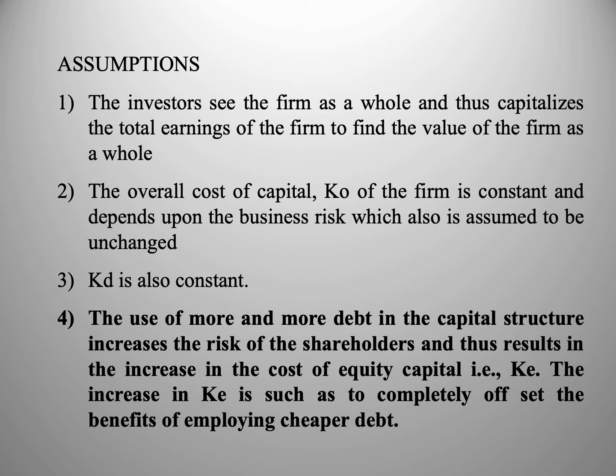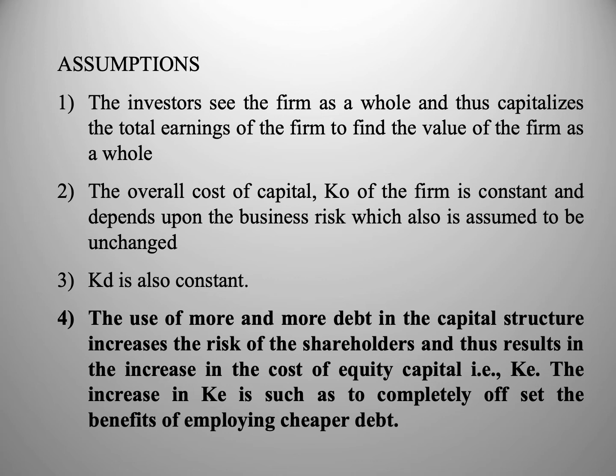KD, the cost of debt, is also constant. And the fourth assumption is that the use of more and more debt in the capital structure increases the risk of the shareholders and thus results in an increase in the cost of equity capital. And the increase in KE is such as to completely offset the benefits of employing cheaper debt.